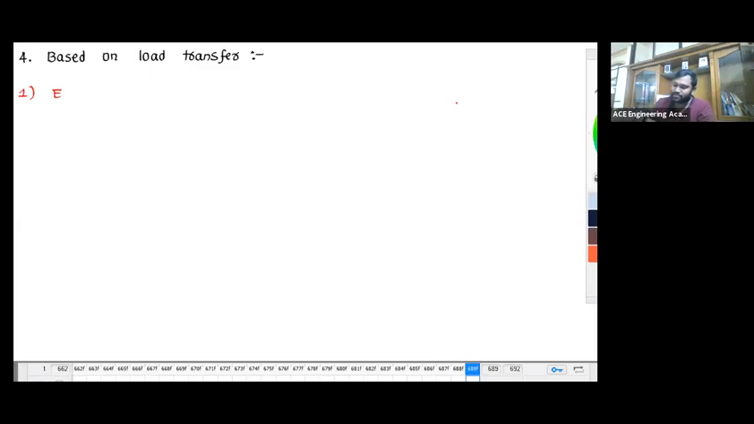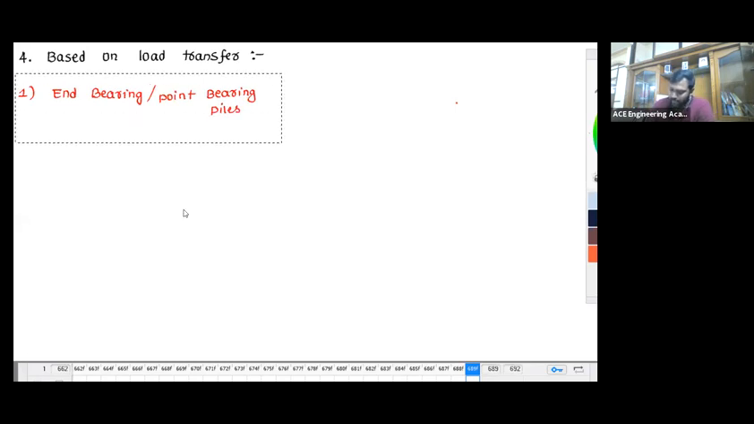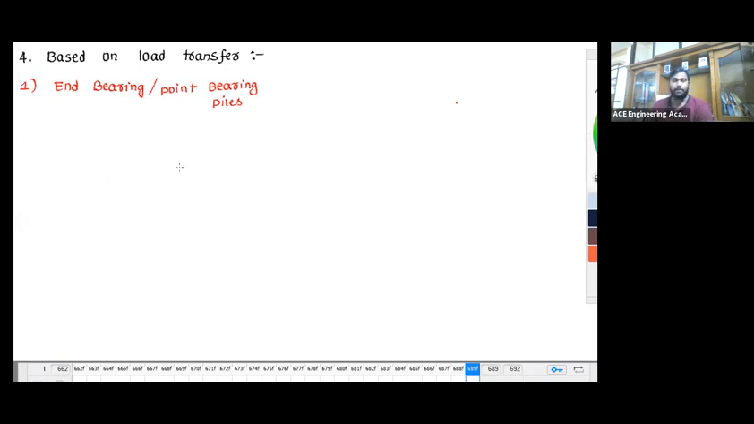Yes. So we were discussing this, right? Based on the load transfer, how are we going to transfer the load? We have end bearing or point bearing piles. First things first, end bearing or point bearing piles. So what are these end bearing or point bearing piles?